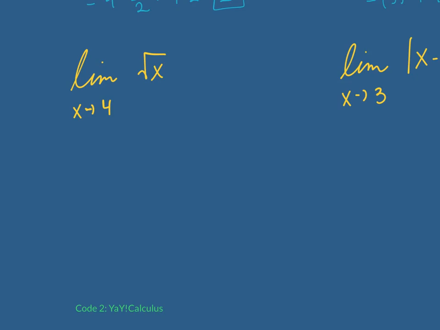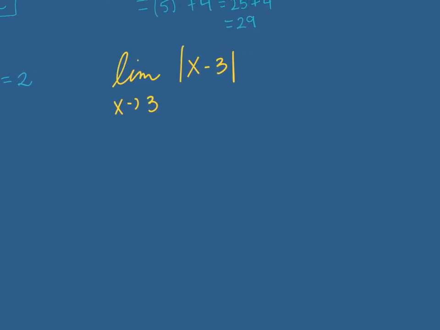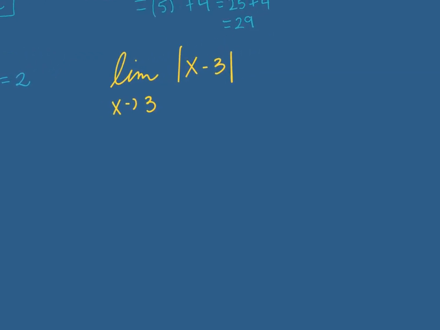Next, let's look at the limit as x approaches 4 of the square root of x. So again, I'm just going to substitute in 4 for x. And so I get 2. And lastly, the limit as x approaches 3 of the absolute value of x minus 3. Again, I'm just going to plug in that 3 into my function. So I get 3 minus 3 in absolute value bars. This is the absolute value of 0, which is 0.